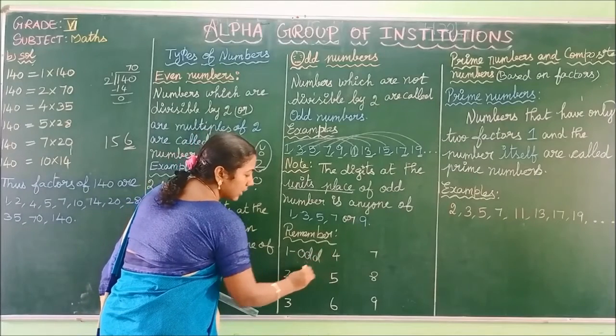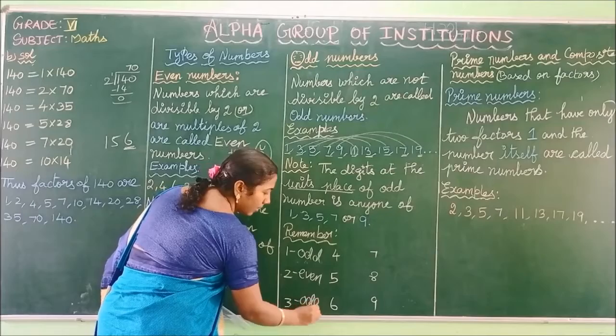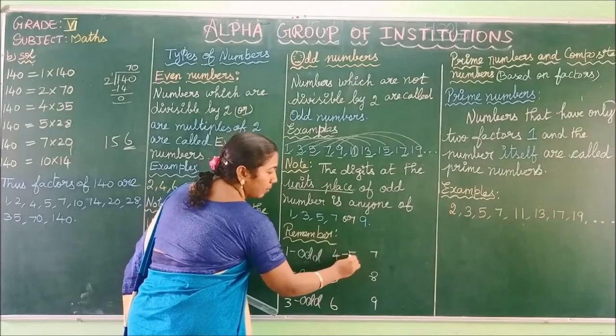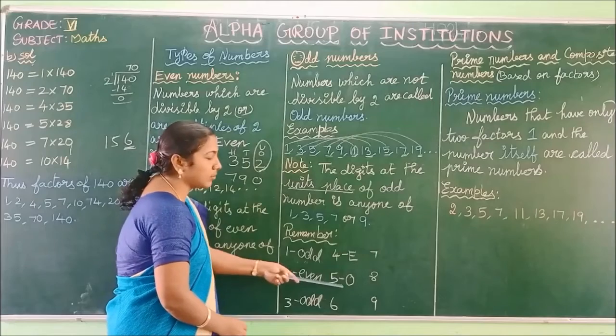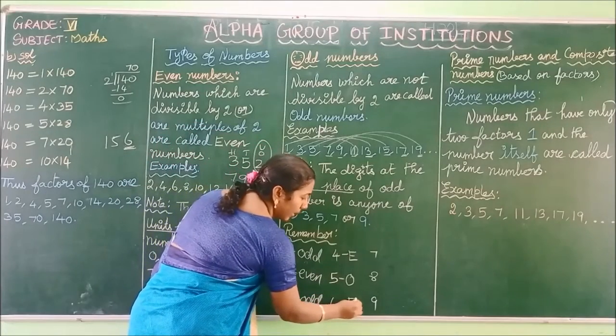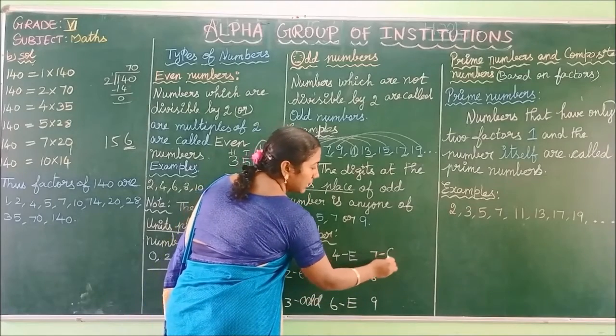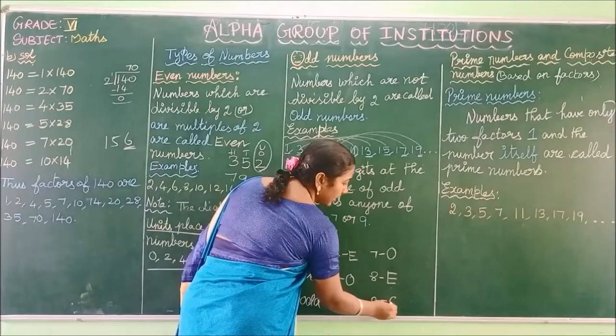And 2 is an even number. And 3 is an odd number. And 4 is an even number. And 5 is an odd number. For writing odd, I am writing simply O. And 6 is an even number. Write E. And 7 is an odd number. And 8 is an even number. And 9 is an odd number.